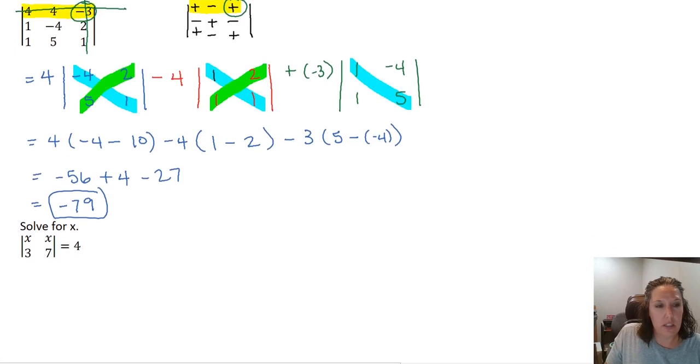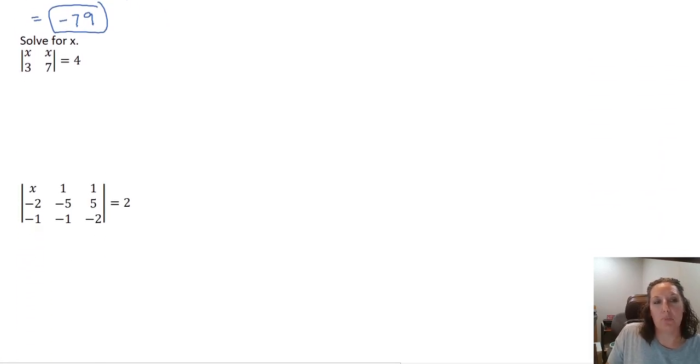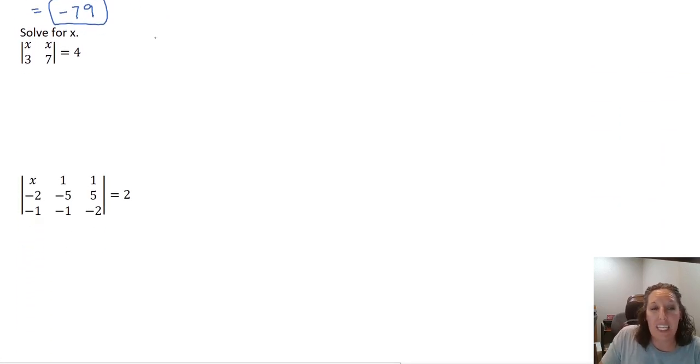All right. These last two examples are determinant equations. So they're equations that involve determinants. But the process of finding the determinant is the same.